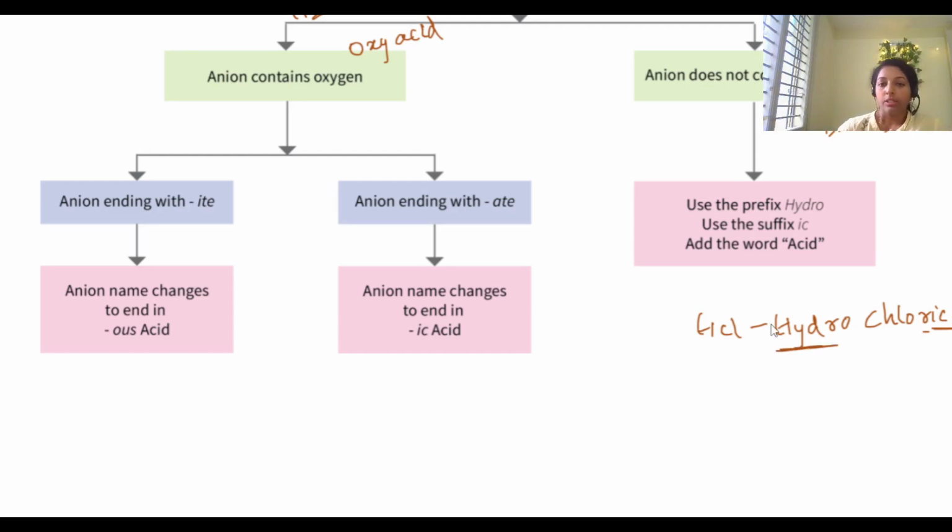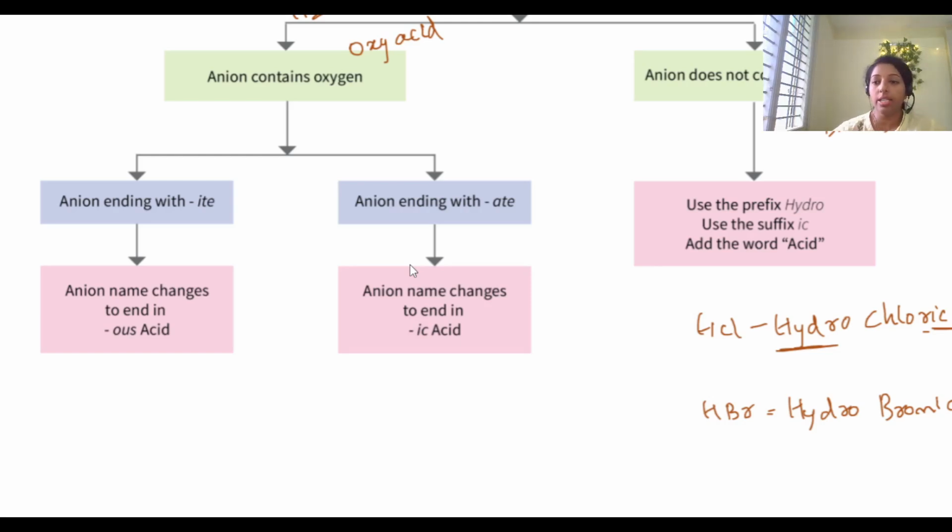Then, for HBr, how do you name HBr? Again, it's a binary acid. Oxygen is not there, which means hydro is needed. If oxygen is not there, hydro is needed. Hydro, and bro means bromic, so hydrobromic acid. Okay, clear? That's all for binary acid. Now let's see what is oxyacid.